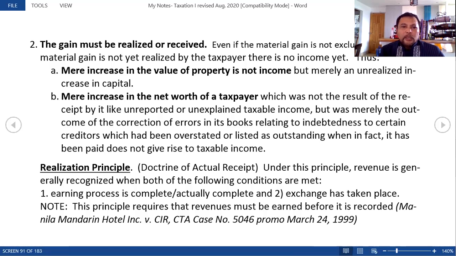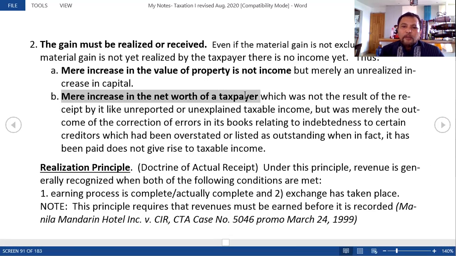Another requisite is that the gain must be realized or received. Even if the material gain is not excluded by law, if it is not yet realized by the taxpayer, there is no income yet. Hence, a mere increase in the value of property is not income, but merely an unrealized increase in capital.